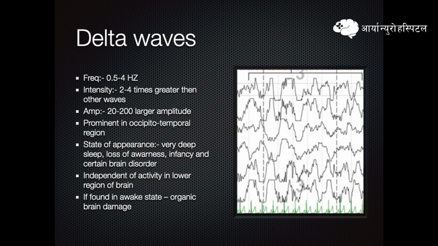Delta waves frequency is 0.5 to 4 Hz. Its intensity is 2 to 4 times greater than the other waves. The delta waves are prominent in the occipito-temporal region and are more prominent during very deep sleep, loss of awareness, infancy, and certain brain disorders. These waves are independent of activity in the subcortical region of the brain. If delta waves are found in the awake state, it signifies organic brain damage.